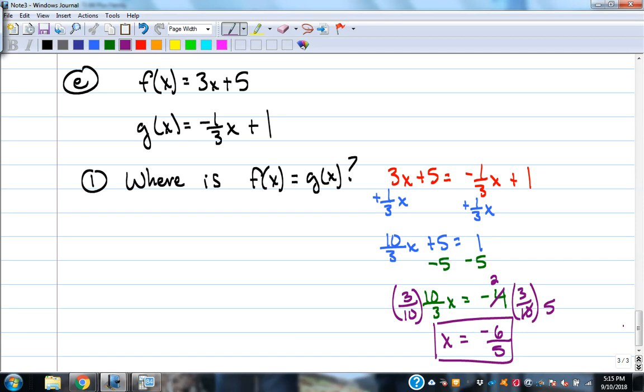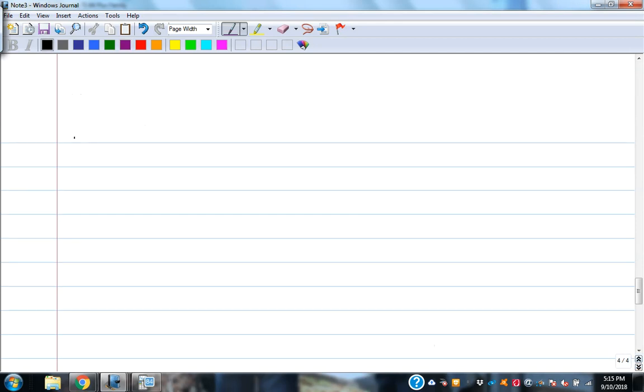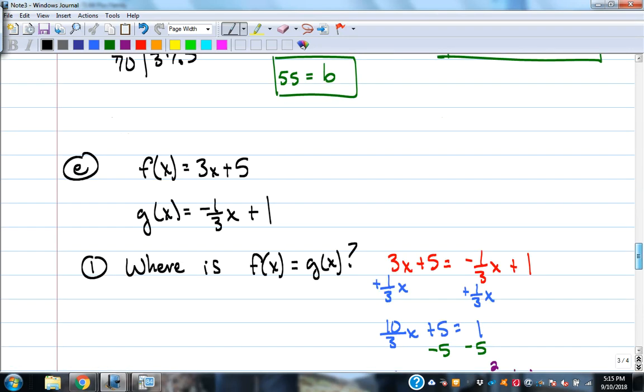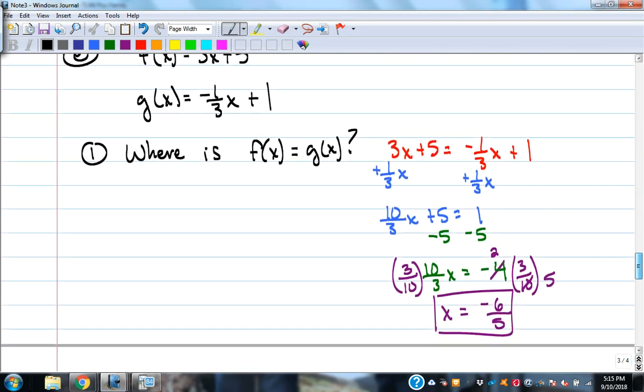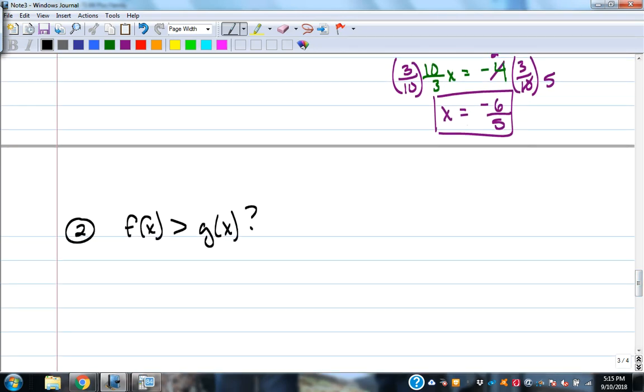A little more difficult question would be, where is f of x greater than g of x? Same two functions, 3x plus 5 and negative 1/3 x plus 1. But where is that inequality happening? How do we do that algebraically? I mean, solving. Can we solve an inequality?